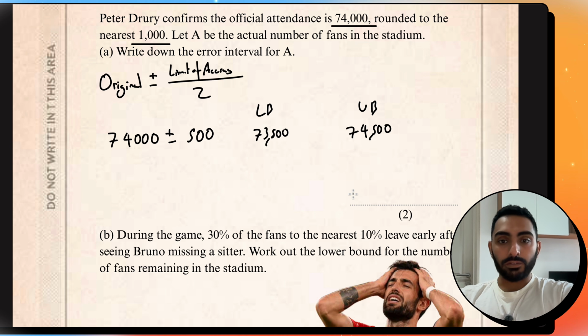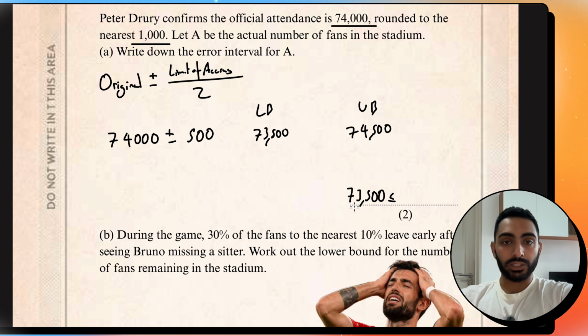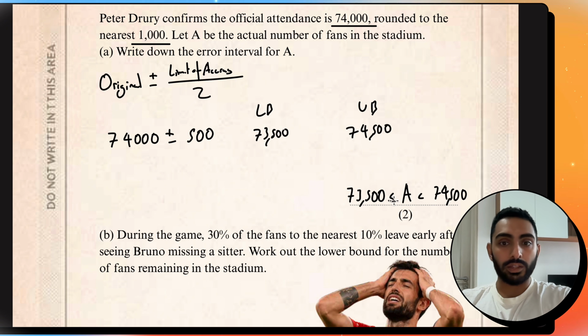Let's write it as an error interval. We're starting off with the lower bound, 73,500, and it's going to be less than or equal to, because it could be 73,500, A, and it's going to be less than 74,500. It's only a less than because if it was 74,500, it wouldn't work, and that's why we've got these signs here.